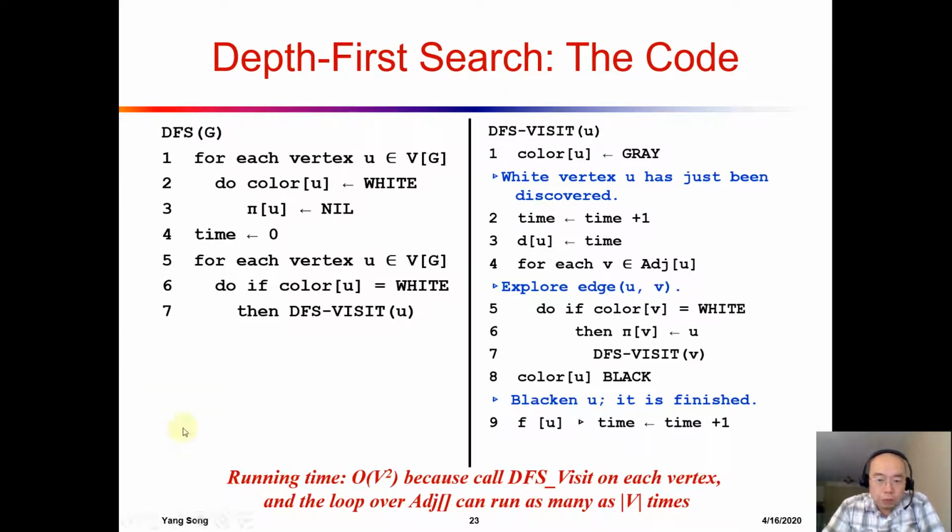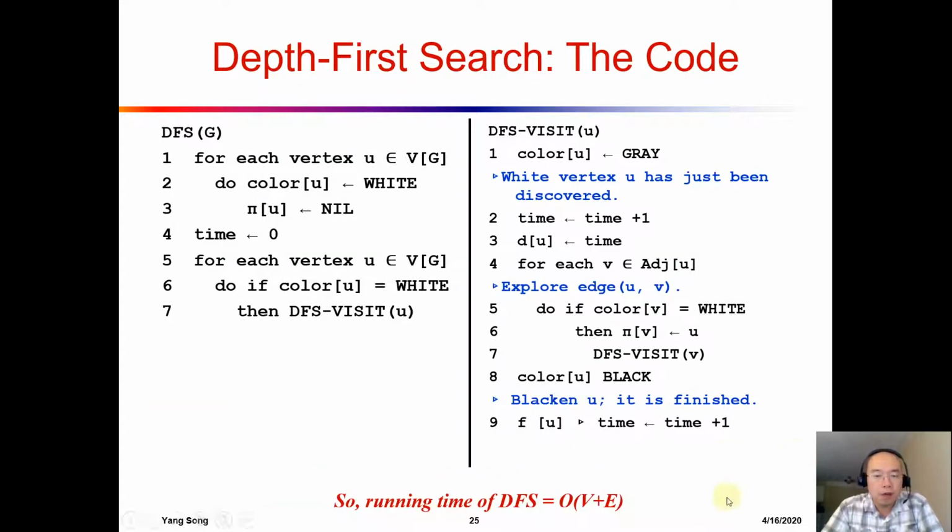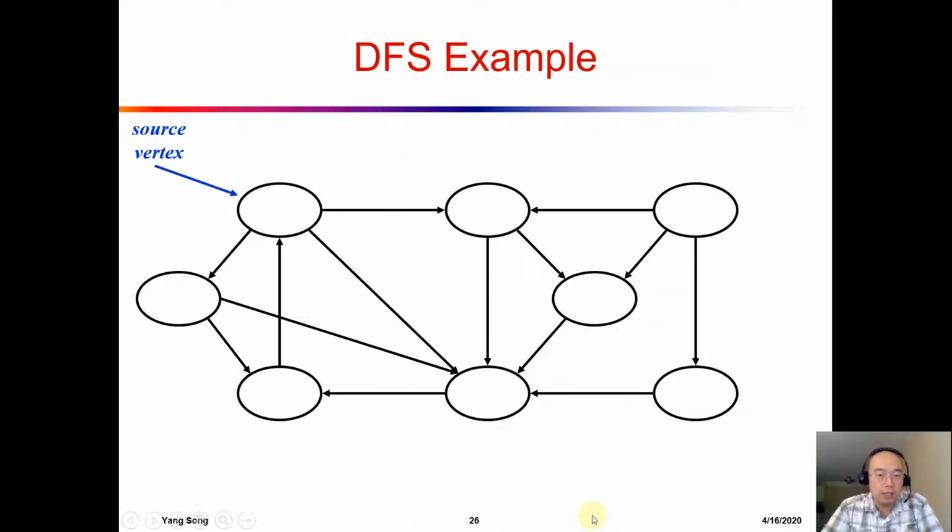So for this one, the upper bound is O(V squared), and that is not wrong, but that is not the tightest possible one. The tightest possible one should be O(V plus E). Okay, so that is a very dry analysis of the DFS algorithm, and let's take a look at an example.